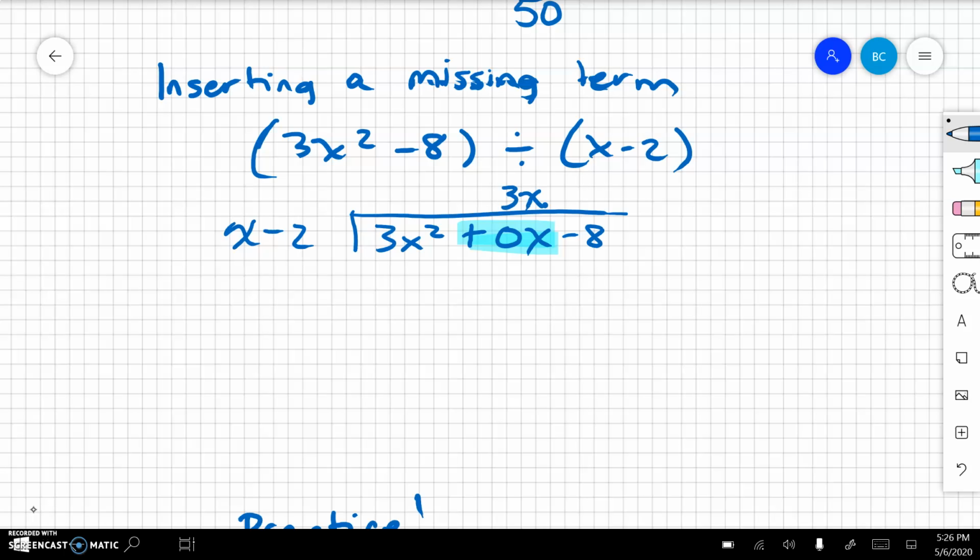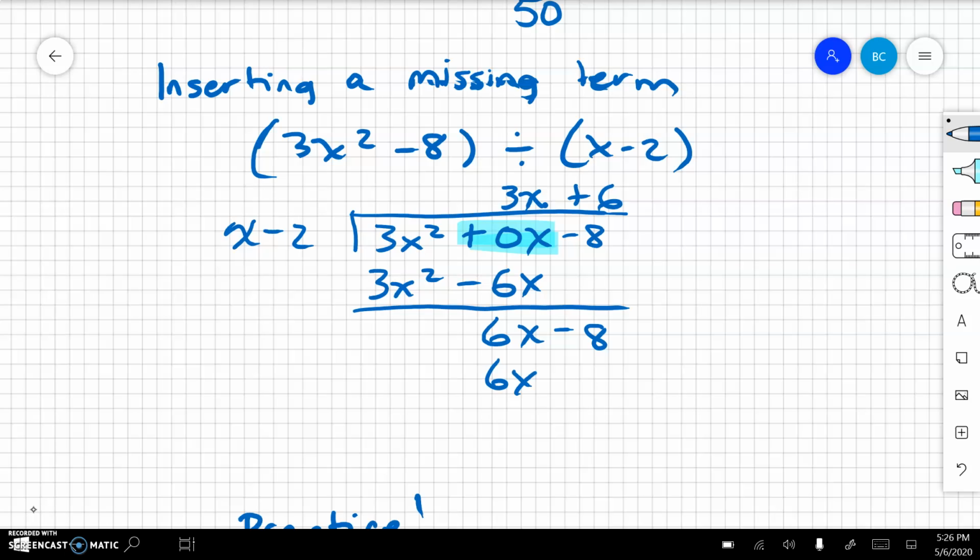3x times x is 3x squared. 3x times minus 2 is minus 6x. I'm going to subtract, so this becomes positive 6x minus 8. And I'm going to ask myself how many times does x go into 6x, and it's 6 times, so 6x minus 12. And I'm sure you've noticed it's super easy to mix up your negatives here, so be really careful when you're subtracting the negatives. So on this one, my final answer would be 3x plus 6 plus 4, which is right here, divided by x minus 2.